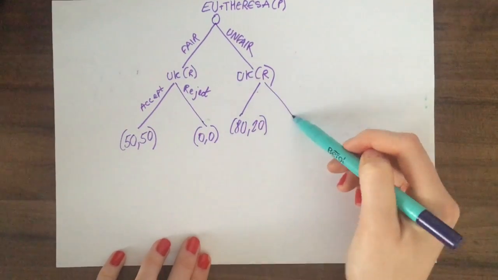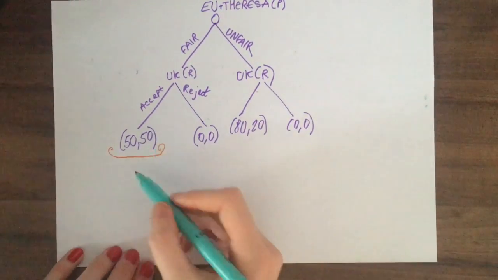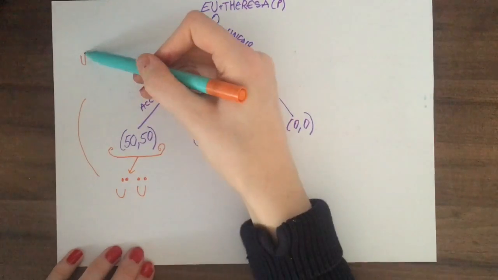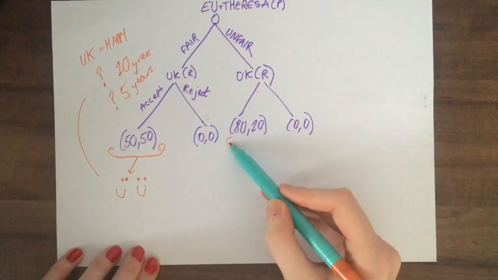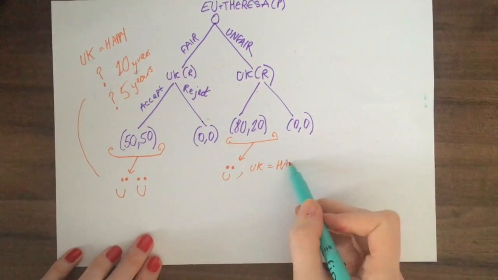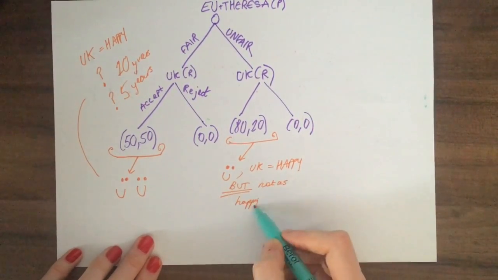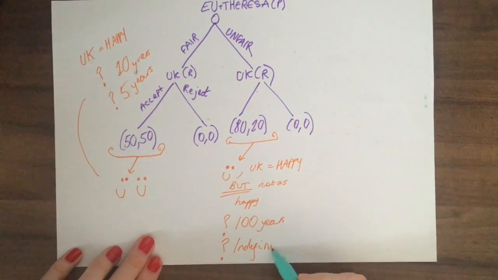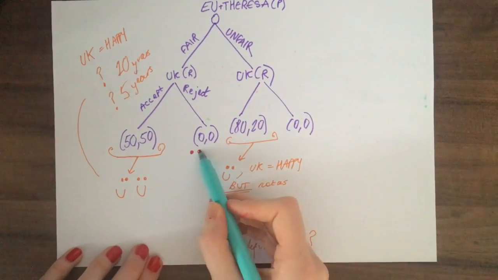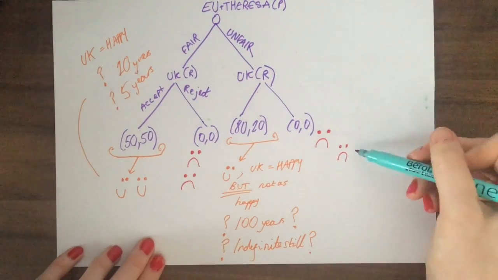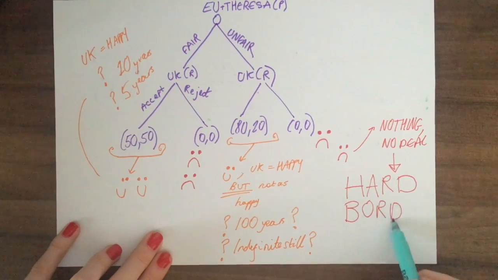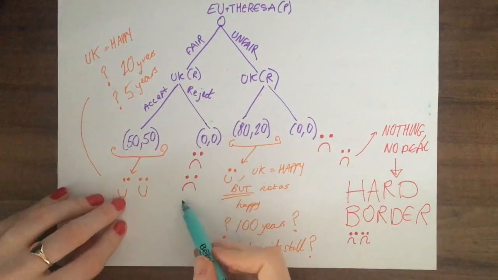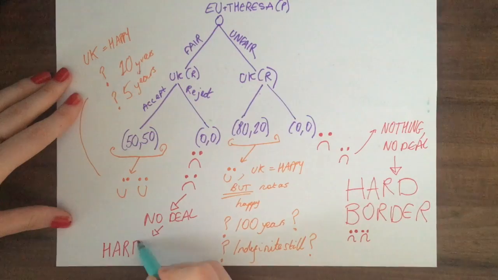If they decide to accept this fair deal, there will be a payoff of 50-50. This makes both sides happy as they get equal utility. The UK are happy because potentially the deal could be a backstop of 10 years or 5 years, which makes them happier. However, in the 80-20 deal, the UK are not as happy as the EU and are getting less of the utility. This might be because there's a 100 years or an indefinite backstop. In the 0-0 case, both sides are not happy because it's likely there'll be a hard border because no deal is made, and this is less beneficial for the UK than there being a backstop.